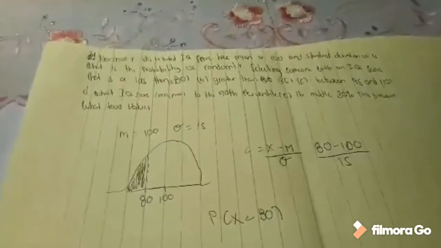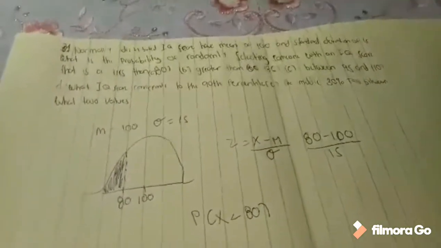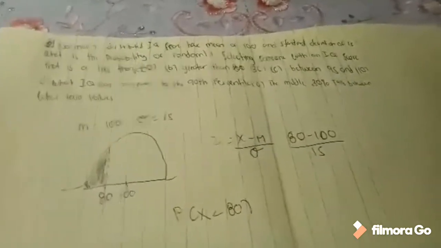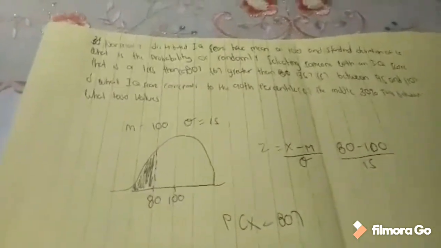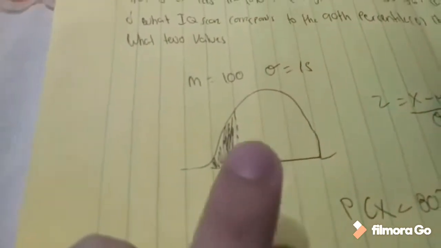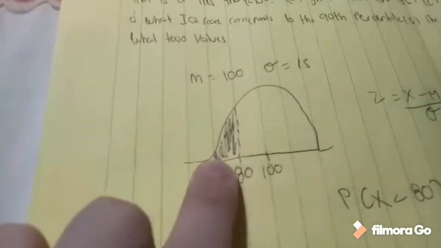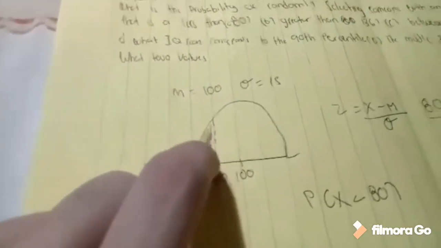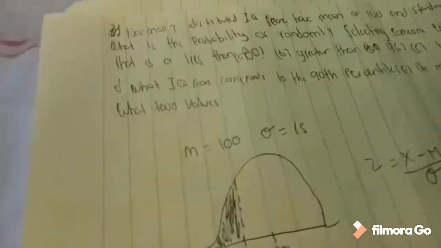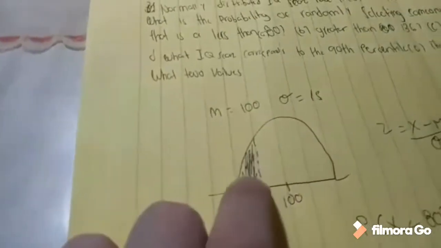So guys, let's first solve for the IQ score that is less than 80. We all know the mean is 100 and the standard deviation is 15. The mean is in the center, less than 80, so negative. Shade the left side because it's negative. Okay, so it's negative. Now the formula.